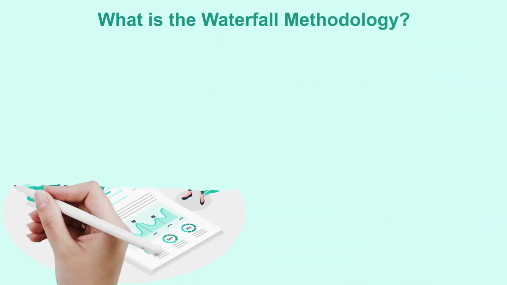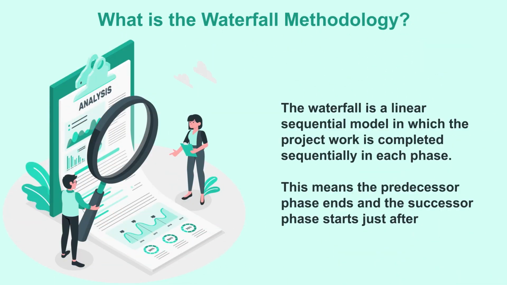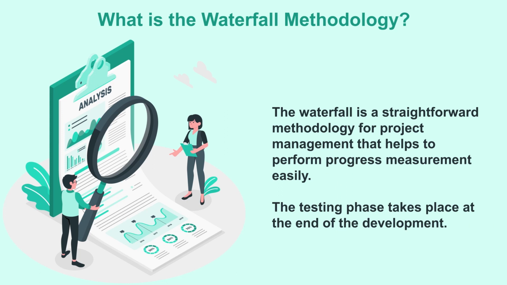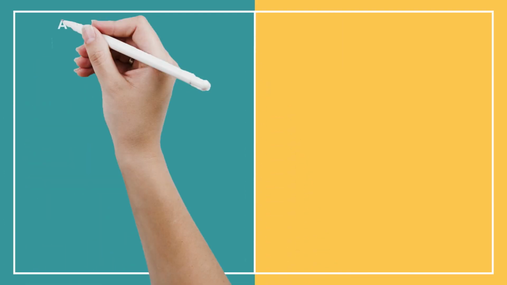What is the Waterfall methodology? The waterfall is a linear sequential model in which the project work is completed sequentially in each phase. This means the predecessor phase ends and the successor phase starts just after. The waterfall is a straightforward methodology for project management that helps to perform progress measurement easily. The testing phase takes place at the end of the development. What are the differences between Agile and Waterfall?